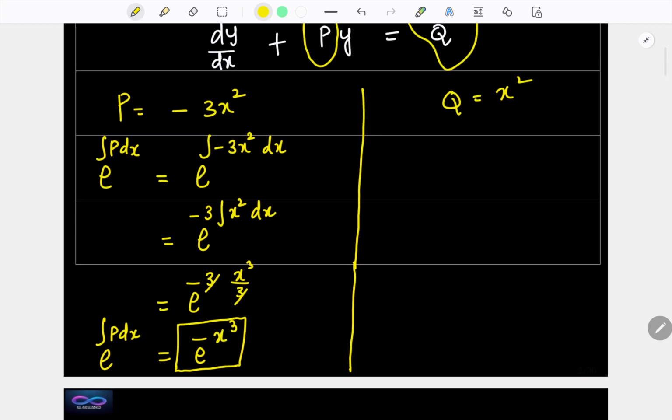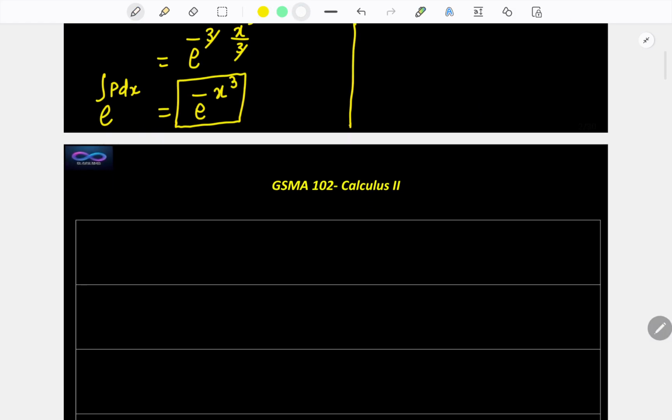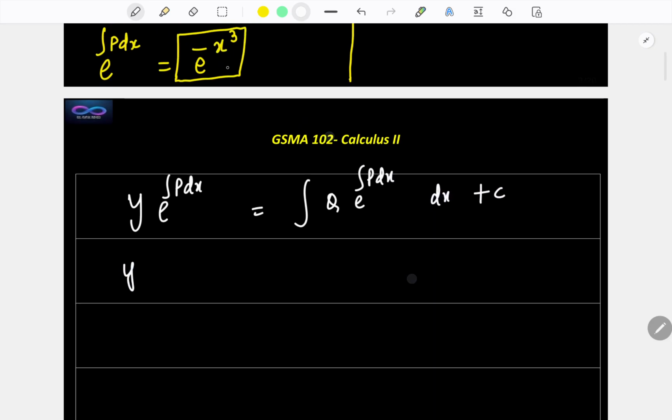Get it done, and then we'll go to the formula. Now I'm going to apply the formula. What is the formula? The formula is the solution: y e power integral p dx equals integral q e power integral p dx plus c. So y into, just now we got this one, e power −x³.